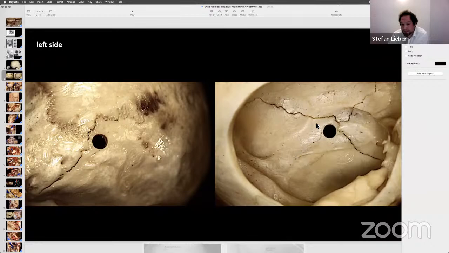This is the lambdoid suture. This is the occipital crest towards the foramen magnum. And the correlate here for the emissary vein, which can be seen on the external view also with the sigmoid sinus here. So again, occipital bone, parietal bone, and mastoid portion of the petrous bone or temporal bone.